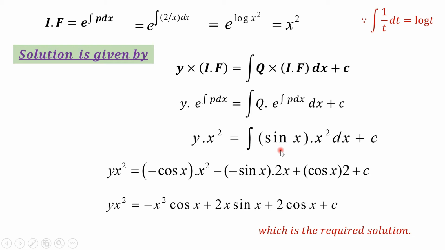Integrating, we get minus x squared cos x plus 2x sin x plus 2 cos x plus c, which is the required solution.